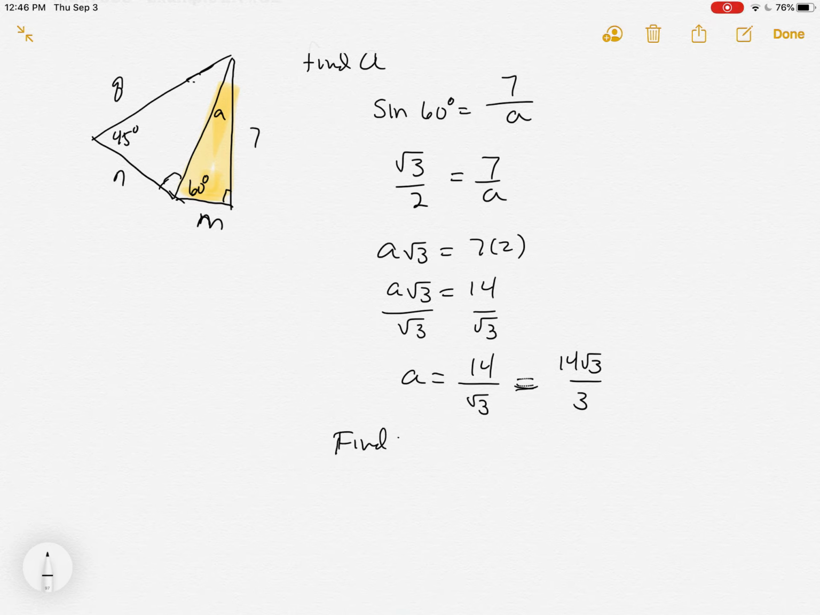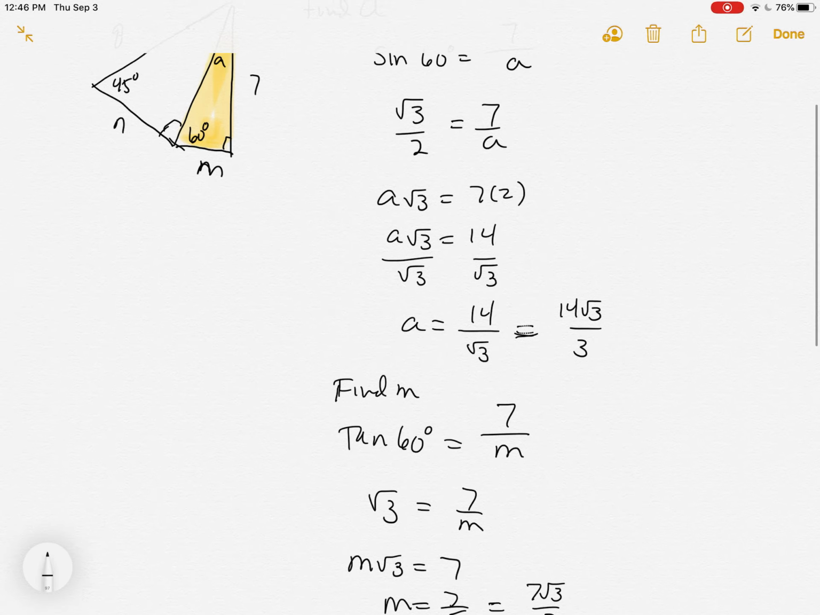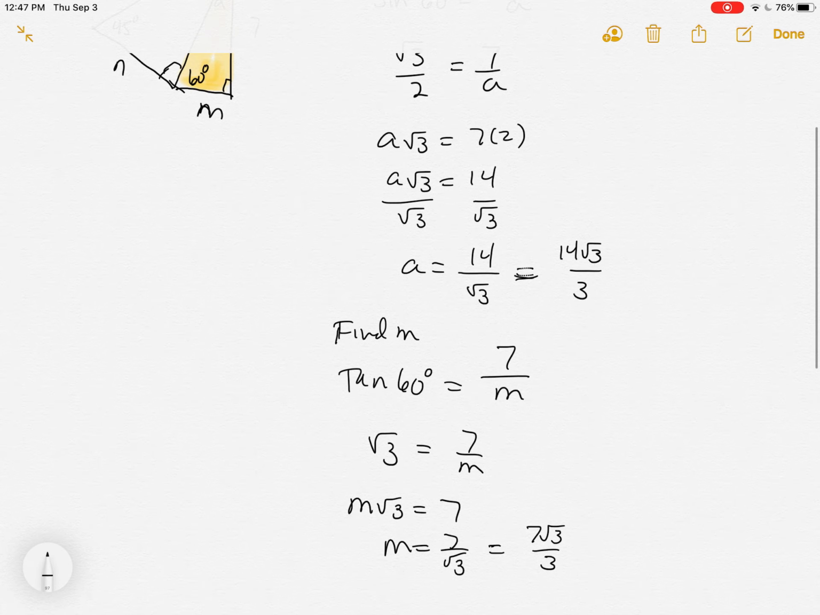So this is to find M. I'm going to go look at the tangent of 60 degrees. Now, why did I choose tangent? Because I know tangent is opposite over adjacent. And what's the tangent of 60 degrees? Well, I think you know that the tangent of 60 degrees is square root of 3, which is equal to 7 over M. And so that means M root 3 is equal to 7, or that M is equal to 7 over root 3. And multiplying top and bottom by root 3, we get 7 root 3 over 3. So that's how you find M, and we get a nice 7 root 3 over 3.